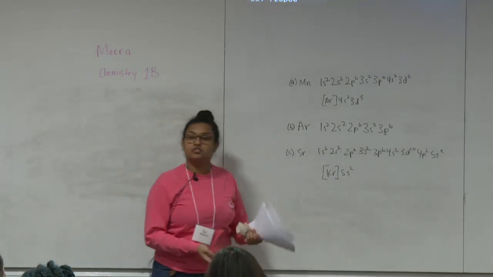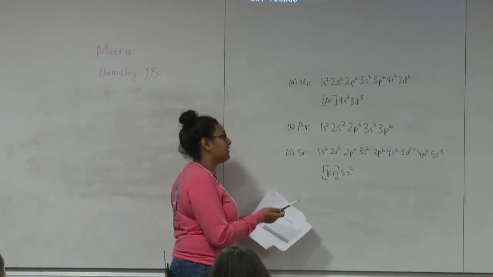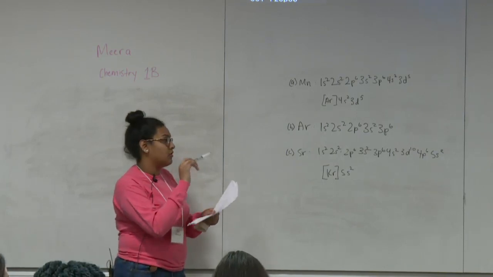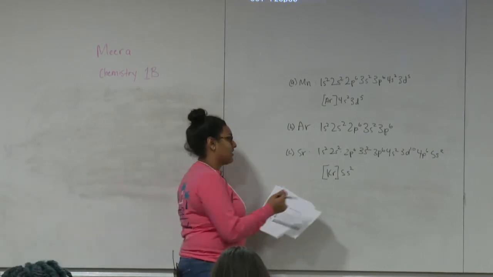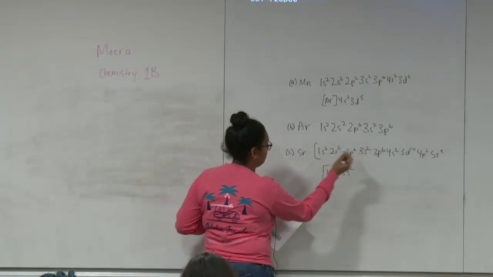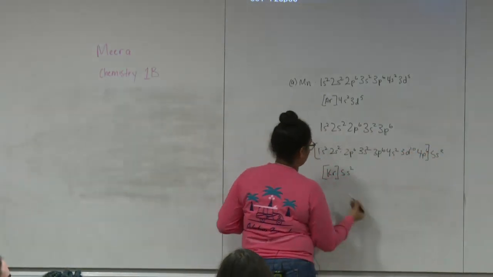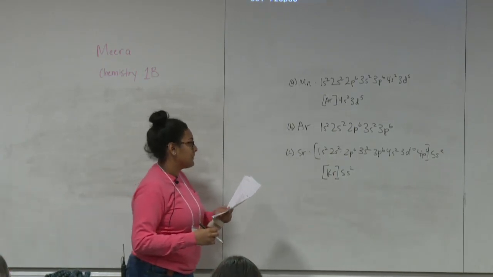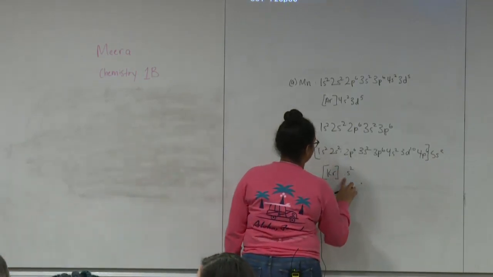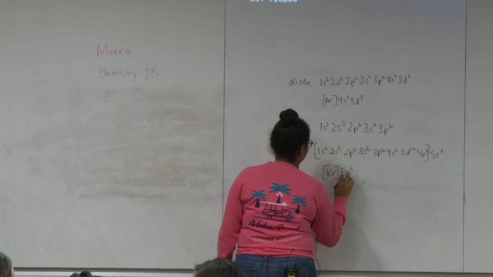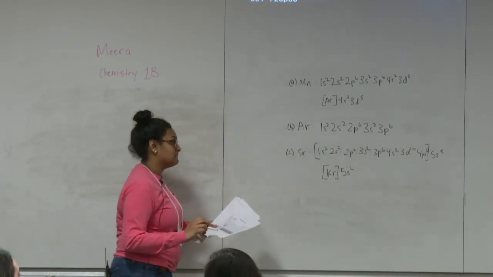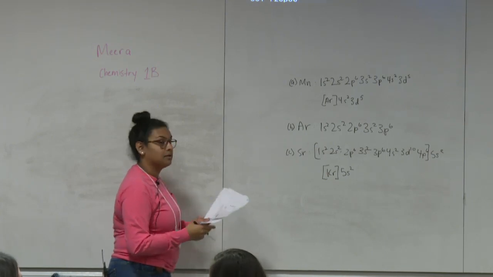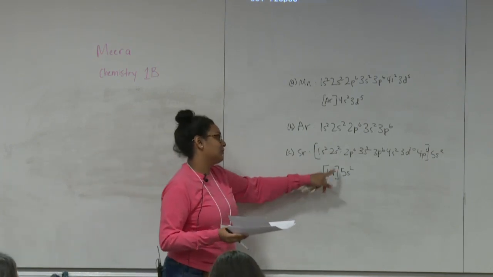So for noble gas configuration, you just pick the closest noble gas that was behind it, and then you start from there, because this is just representing all of this, because that's what krypton is. And you continue it like normal, as if you wrote out everything.